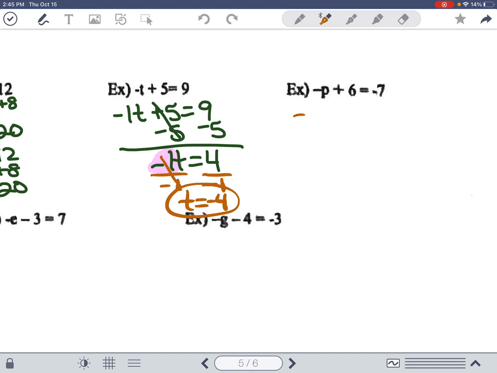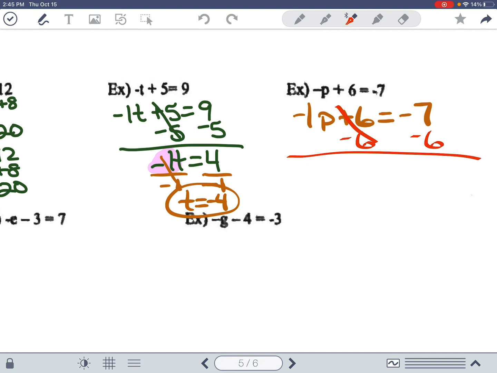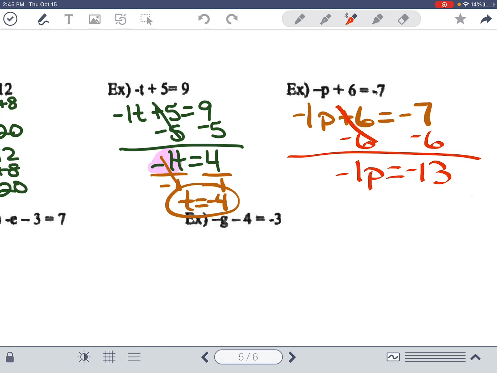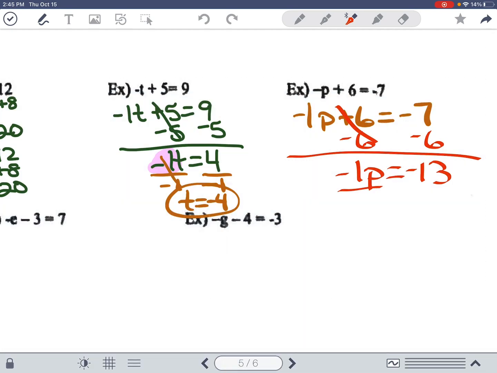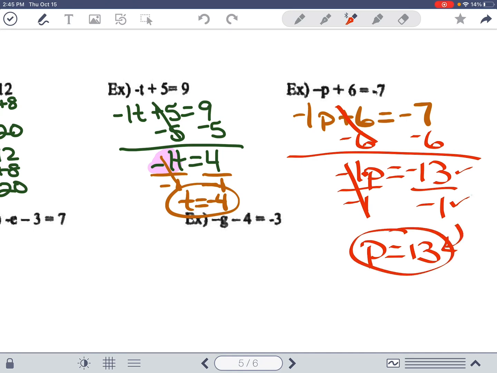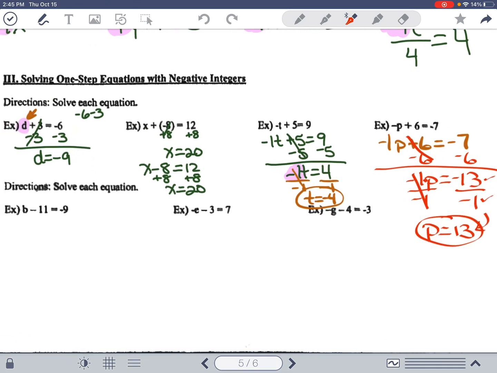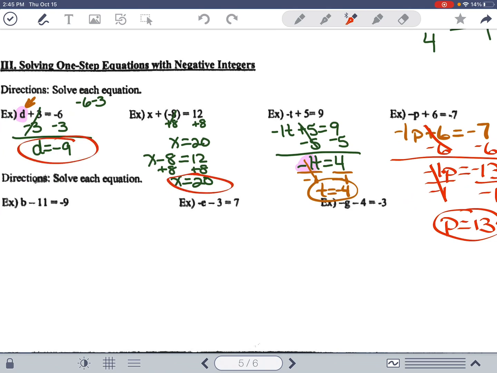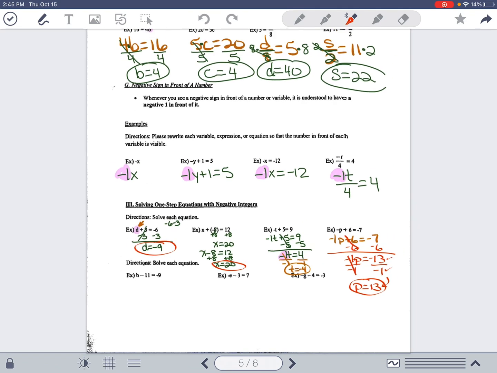The next one, I'm going to put in my negative 1 in front of my p, and then I'm going to subtract 6, because those will cancel out. Now I have negative 1p equals negative 13. I can't have a negative 1p, so I have to divide by negative 1, because it's being multiplied. So p equals positive 13, because a negative divided by a negative is a positive. Now you've got some that you can do on your own below.